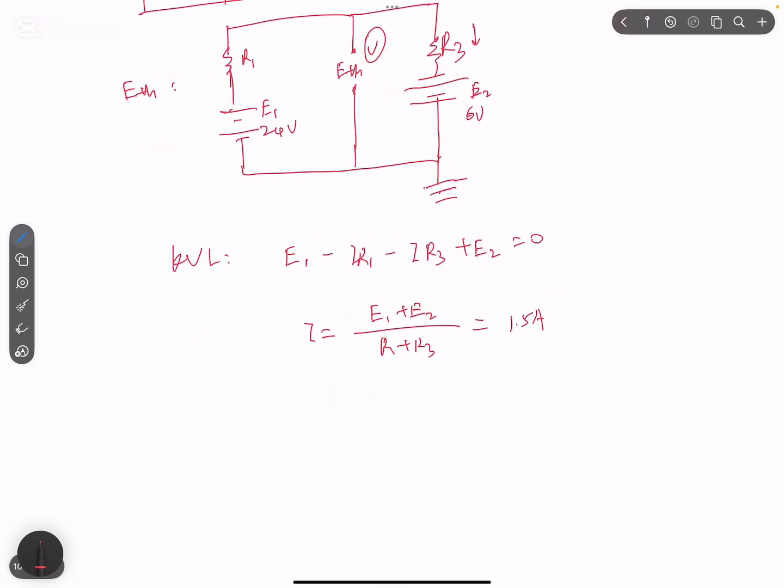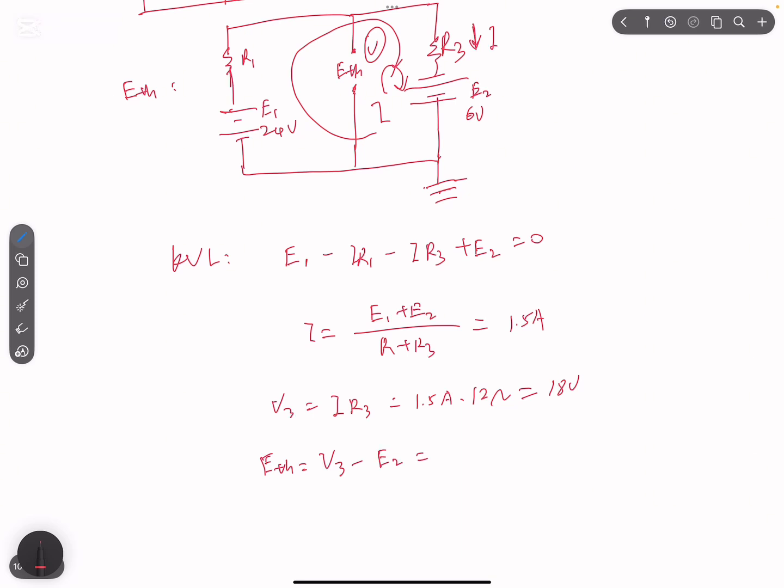Then we can find the voltage drop for R3 since the current goes in this direction. This is I, so this is I. So V3 will be I times R3. So that will be 1.5 amps times R3, which is 12 ohms. That will be 18 volts. So ETH, if we look at this loop, will be V3 minus E2. So that will be 18 volts minus 6 volts. That will give us 12 volts.